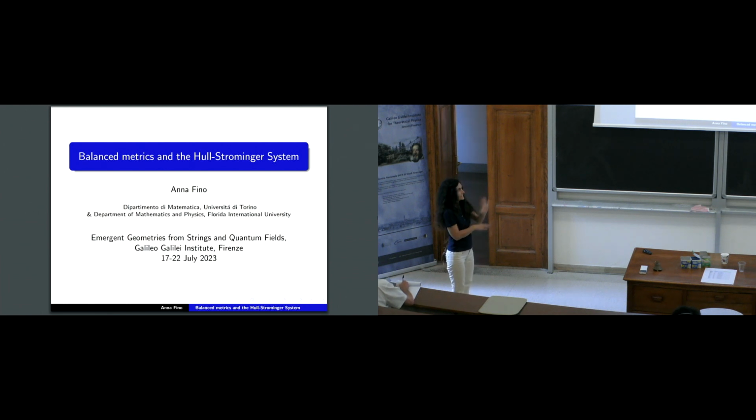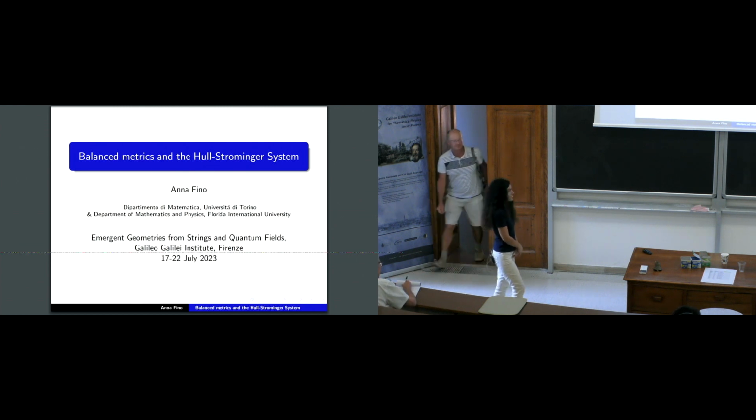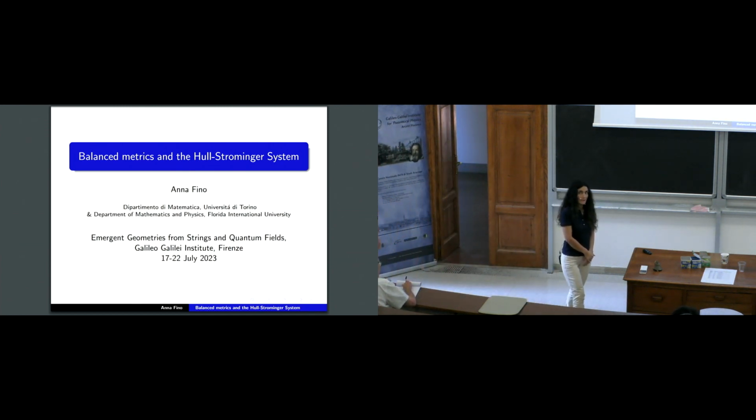The talk will be divided in two parts. The first part is about balanced metrics. These are a type of Hermitian metric that appear in non-Kähler geometry. So all the time, the manifold that I will consider will be a complex manifold, non-Kähler. And they have a nice relation with the Hull-Strominger system. We will see how. Essentially, I will present two papers.